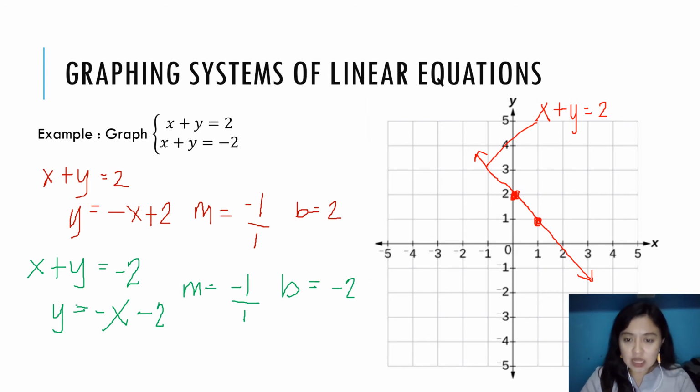So, mangita ta ni negative 2 sa y-axis. Nya naa si negative 2 dire. Now, iyahang slope is the same ra, negative 1 over 1. So, muna og tag isa ka unit, pero go to the right ta og 1 unit. So, iyahang next point kay naa dire. This time, we will connect these 2 points. And we will name our graph. So, this is x plus y is equal to negative 2.